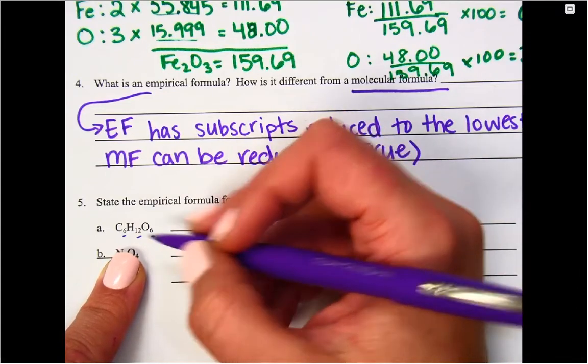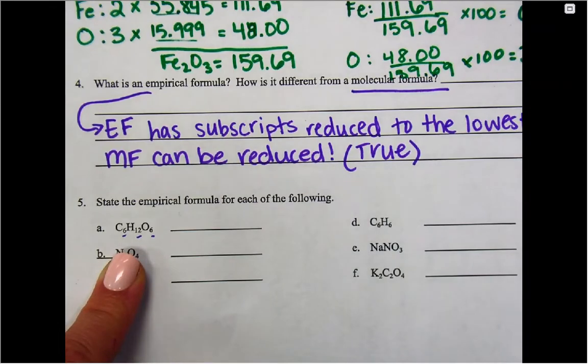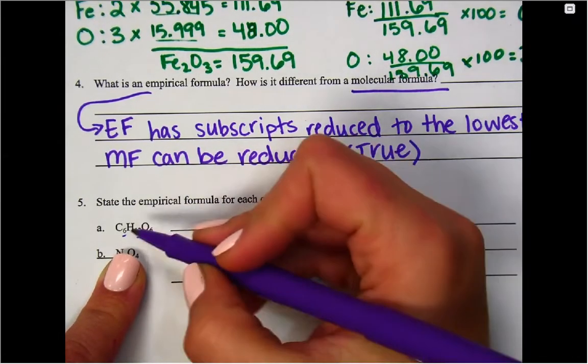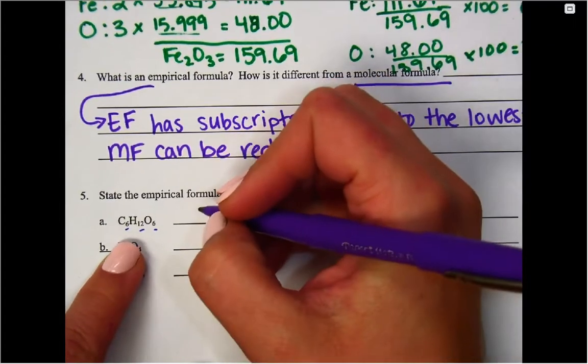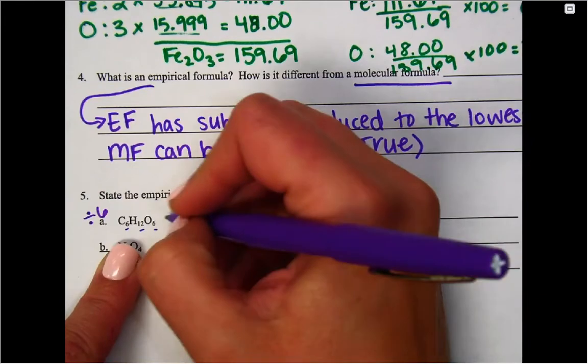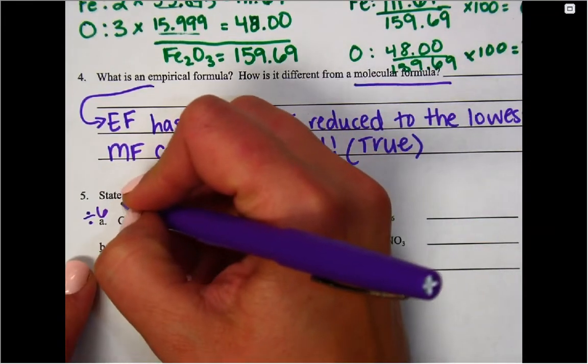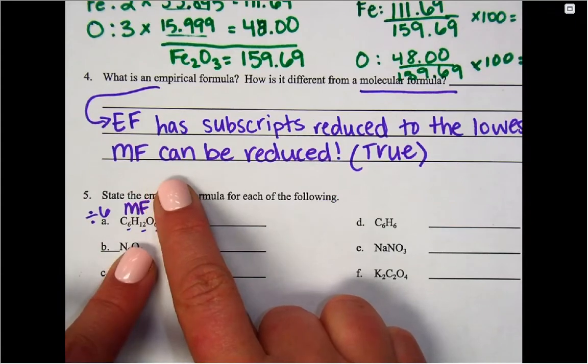It can be reduced. What can all three of those numbers be divided by? A 2, but even more so, a 3, and even more so, a 6. We can divide all three of those by 6. Don't worry, I missed it earlier. All right, so we can reduce all of these by 6. So the fact that they can be reduced tells you that this is a molecular formula. So molecular formulas are the ones that can be reduced.